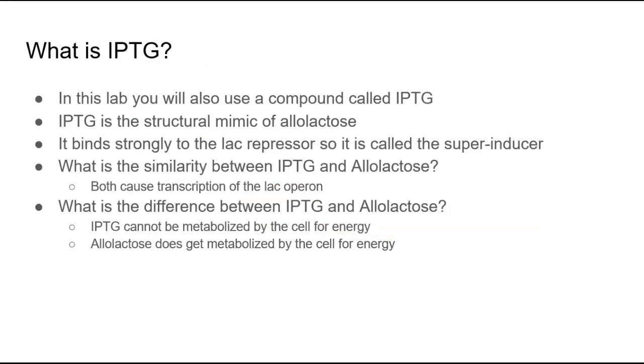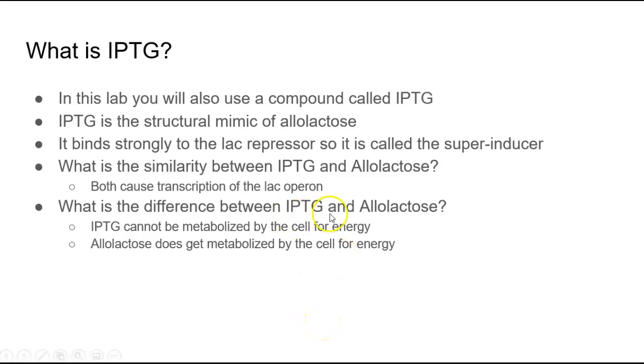I do want to mention that in this lab we will also be using a molecule called IPTG, which is a mimic of allolactose. So it kind of looks like lactose. It will bind the same way lactose does to the repressor. The difference is that it is a superinducer, which means that when it binds to the repressor, it will bind irreversibly. It won't come off of it. So when we have IPTG, you're going to have large amounts of transcription of this Lac Operon region.